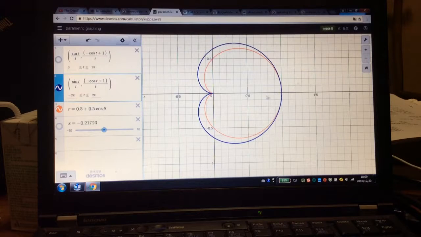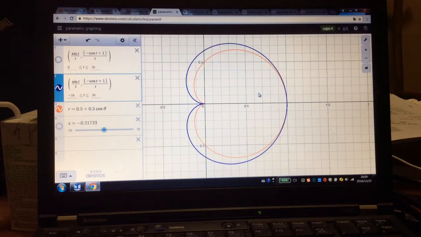And here is the cardioid. We can see that the difference between those two graphs is obvious. Although both graphs start at the same point, our curve has a larger curvature than the cardioid, and that would be the main difference between those two.